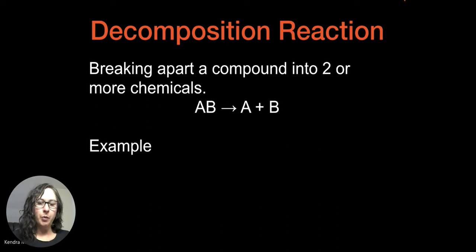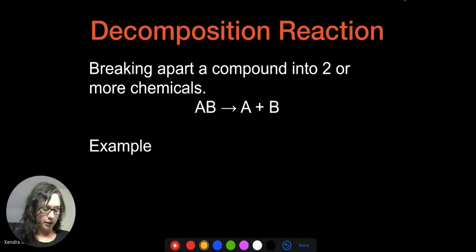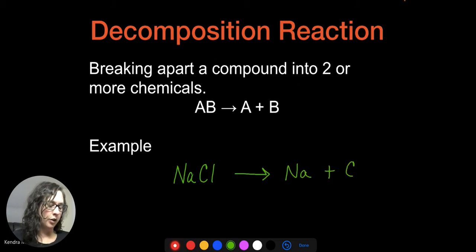So say we wanted to break something apart. We could take something like sodium chloride, NaCl, and we could actually break apart sodium chloride into sodium, Na, plus chlorine. Now chlorine is a diatomic molecule, so we would have to have a Cl2, and then we would want to make sure that we balance this equation as well.